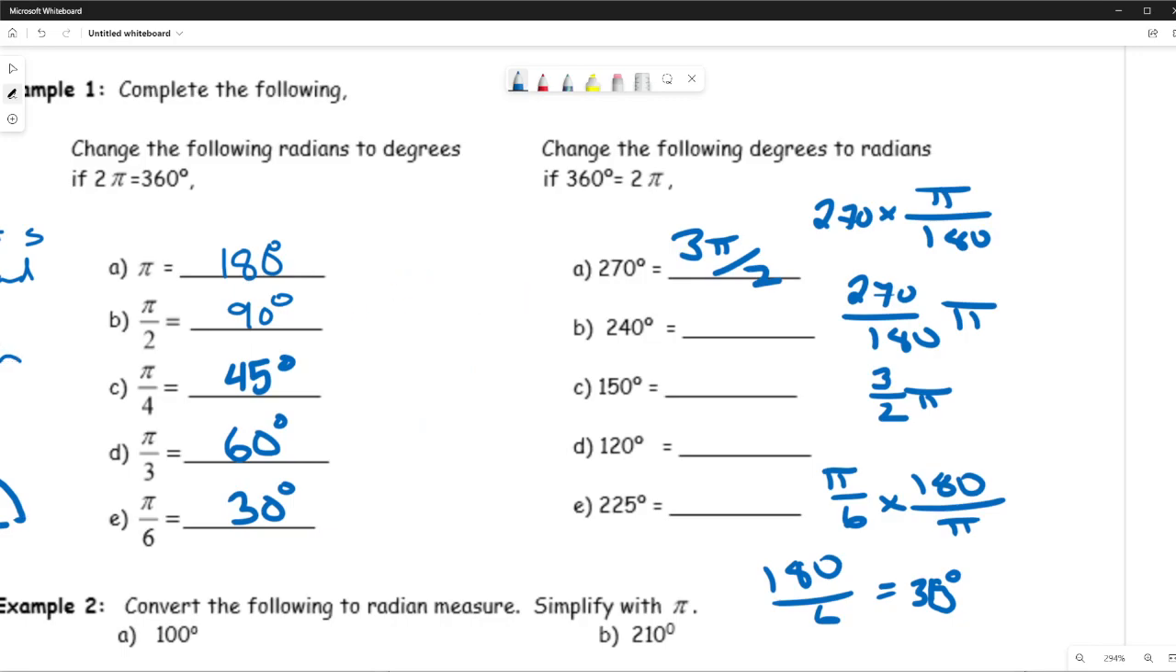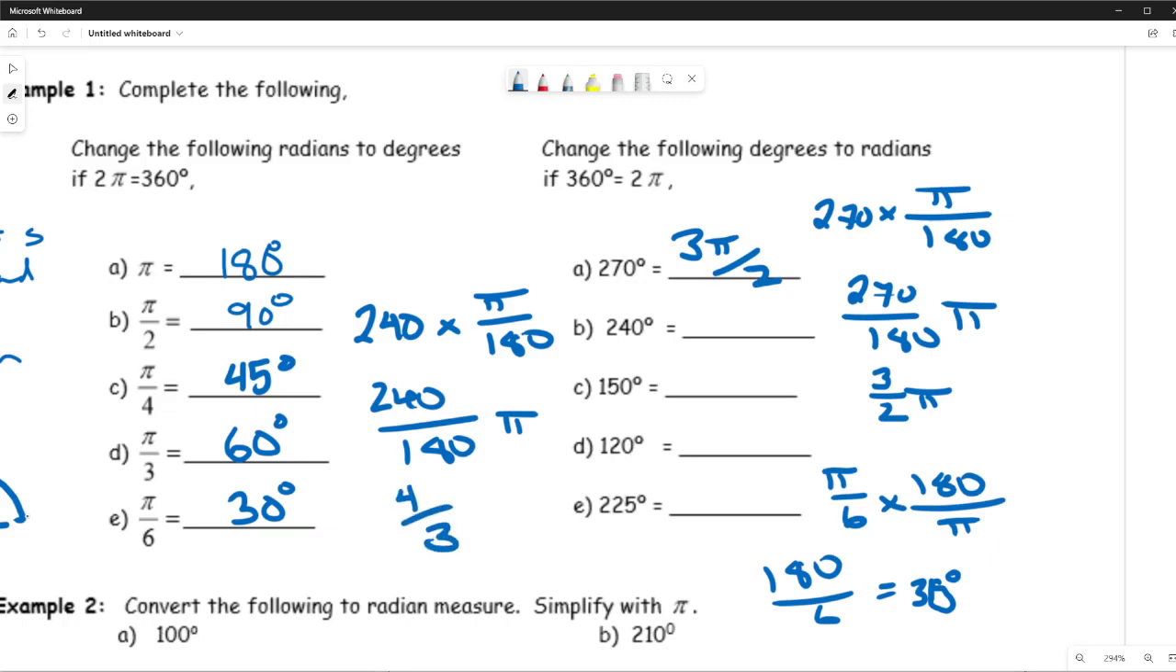We're going to do 240 times pi over 180. Well, 240 and 180 are both divisible by 60. So we'll divide both of them by 60. We get 4 over 3 pi, and that's going to be our answer here. So you can say 4 pi over 3, or you can say 4/3 pi, whichever. They're both the same thing. That's what you're doing there.